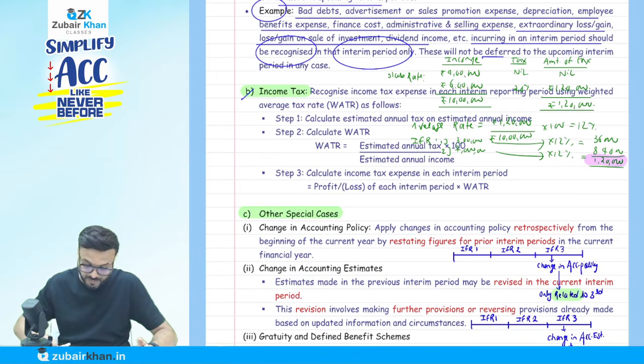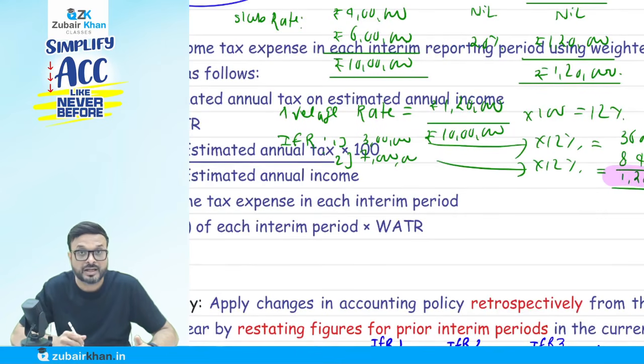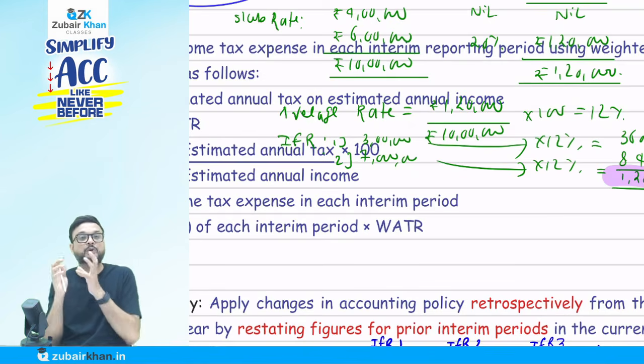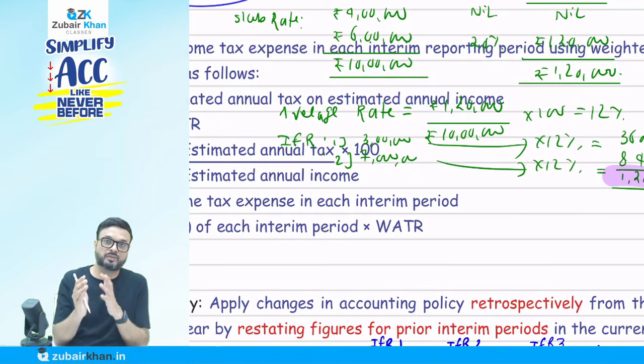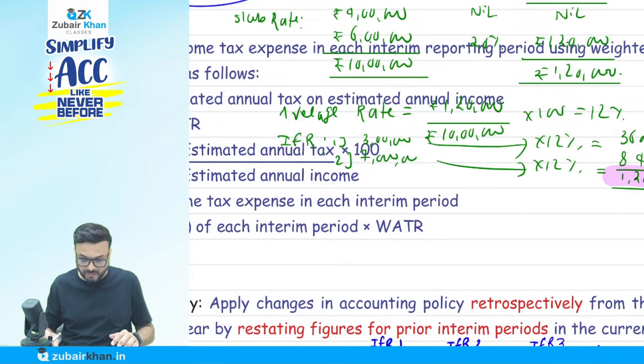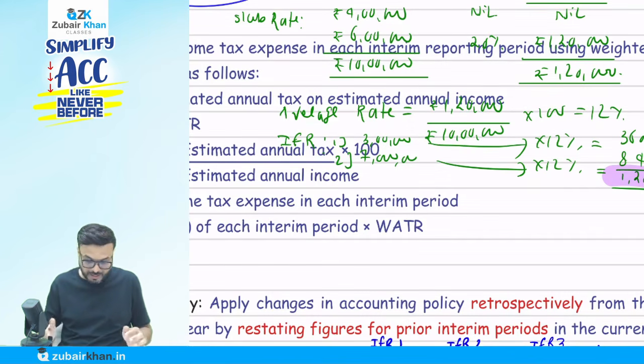Now in interim financial reporting, suppose we report in the first quarter a profit of 3 lakh. I will take 3 lakh multiplied by 12%, the average rate. For the remaining quarters we have 7 lakh, so 7 lakh multiplied by 12%. We are not taking any slab rate. We just have to take the average rate of tax. We have to calculate the weighted average rate of tax and distribute accordingly.